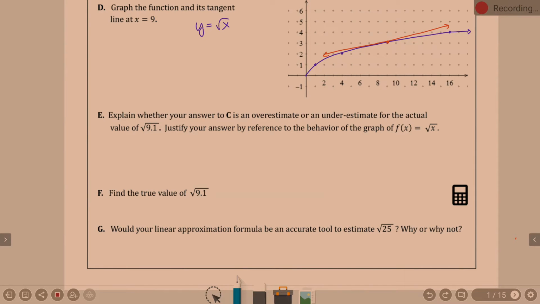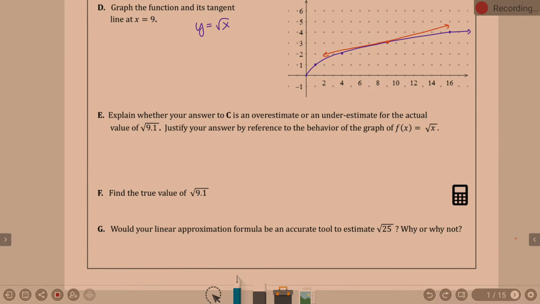We've done A, B, C, D. Okay, so I don't have A, B, C left anymore. I deleted that page because I need room for my algebra 2 pages. But, so A, we use the difference quotient to find the slope of the curve at x equals 9.